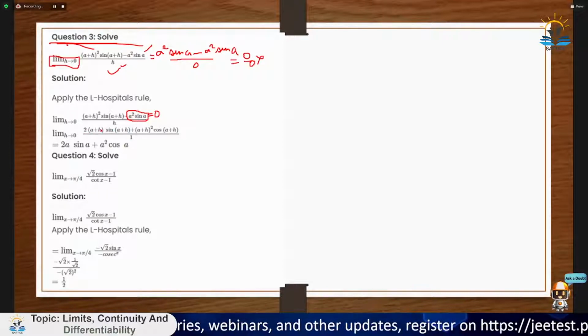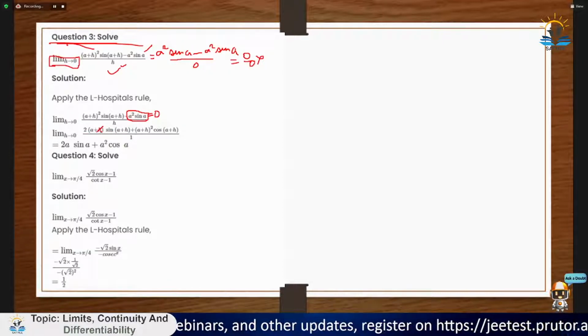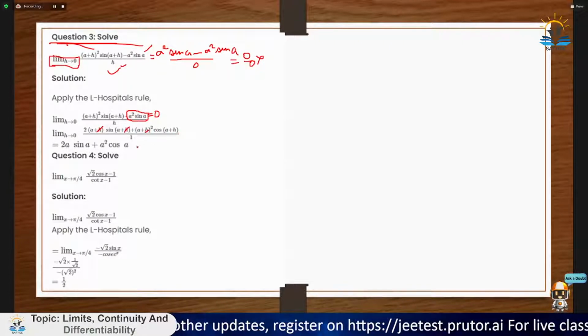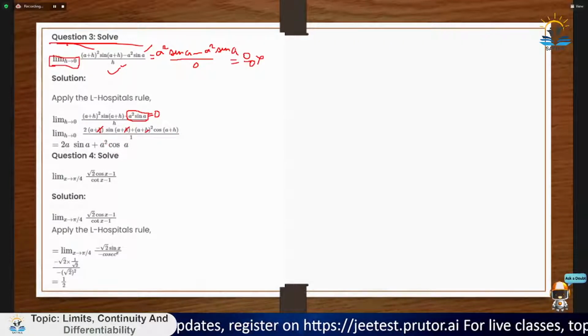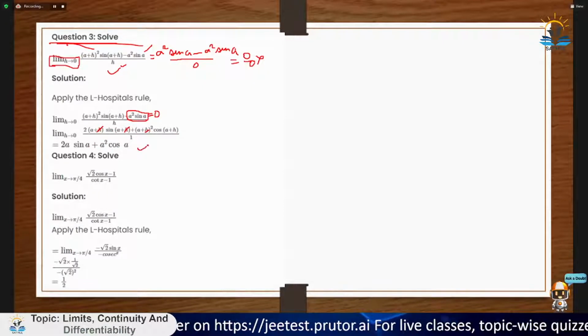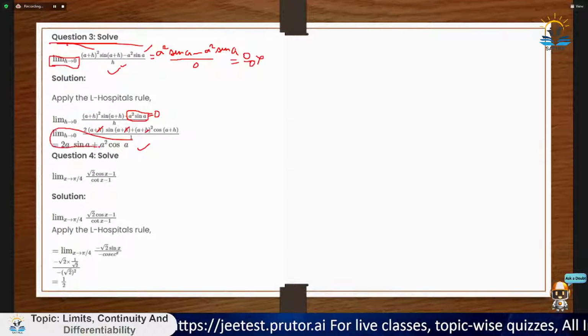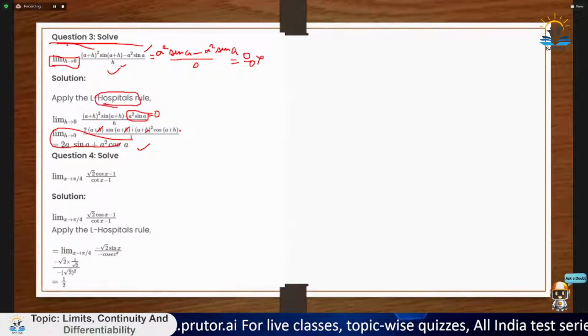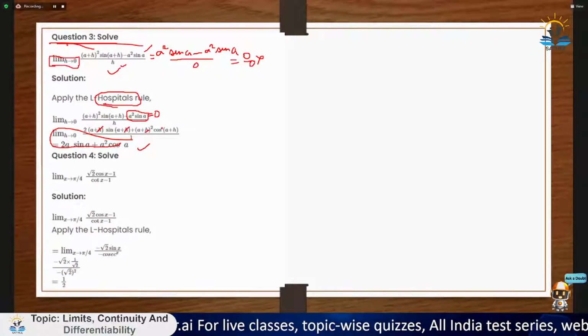So now put the value h equal to 0 here. So this would be 2 times (a plus 0) into sine a plus a square cos a. So you will get 2a sine a plus a square cos a. So this is your final answer to this question. It's a fairly simple question again. You just have to apply L'Hopital rule and do your calculations. Okay, so this was question number 3.